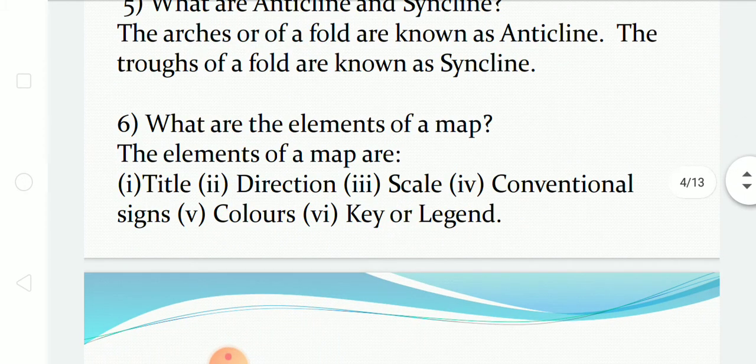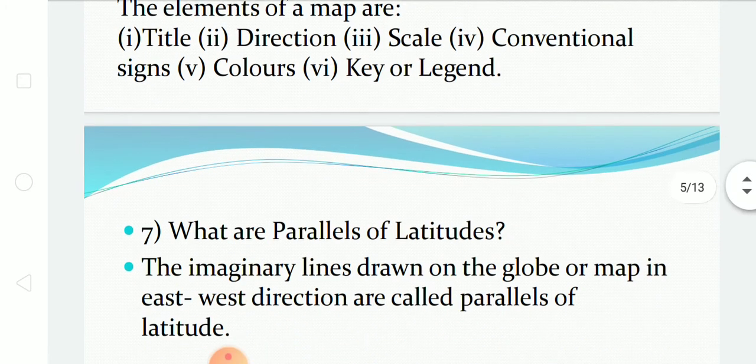Now, sixth question. What are the elements of a map? Six elements are given. For a 1 mark question, you can write 4, and for a 1.5 mark question, you can write all the 6. Title, direction, scale, conventional signs, colors, key and legend are the different elements of a map.